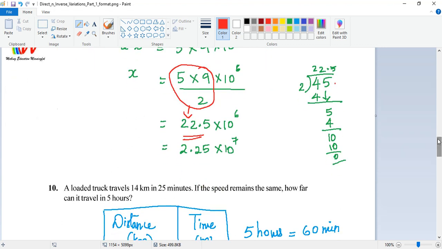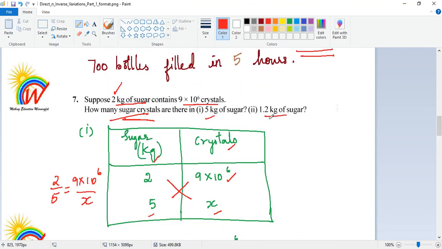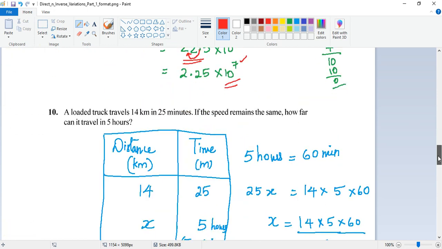Now in standard form, if you want to write it, you will bring the decimal point over here. You are just shifting one decimal place, right? So the exponent on top of 10 also increases by 1. So when you shift this, it becomes 2.25 into 10 to the power of 7 instead of 10 to the power of 6. This is the answer. Similarly, you do the second part of it for 1.2 kg of sugar. Okay. Then come to this question.